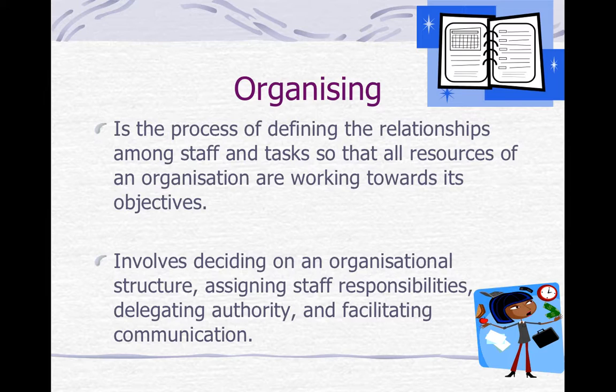Organising. So organising is the process of defining the relationships among staff and tasks so that all of our resources are working towards getting the objectives completed. So this is where we have organisational structure. So if you've ever seen a diagram before where they have a picture of the CEO at the top and they have the little chains, or think maybe like if you've ever done a family tree before, you know, you've got mum and dad at the top and then the little branches come down and the children and then their children, and it keeps going down. It's a bit like that for an organisational chart.